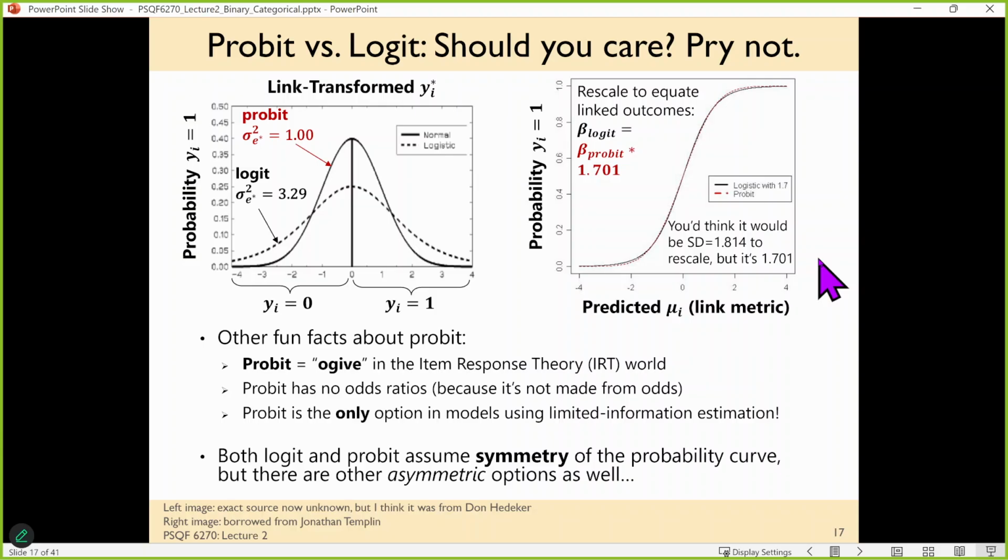So if you don't do any rescaling, if you take your predicted logits and you turn them into probabilities, and then you rerun your model with a probit link, and you turn those into predicted probabilities, the probabilities will match. It does the same thing, just with a different scaling. But if you look at the coefficients, like the slopes, they will be off by a factor of 1.7. Okay, thank you so much.